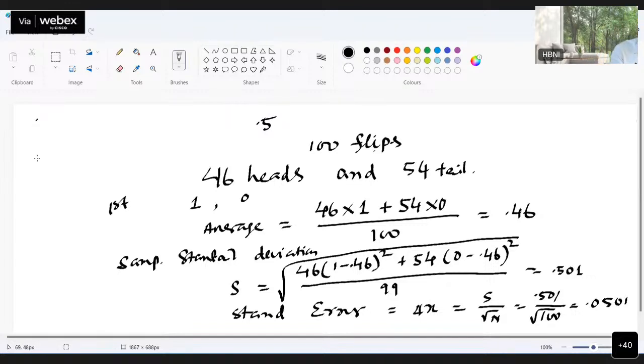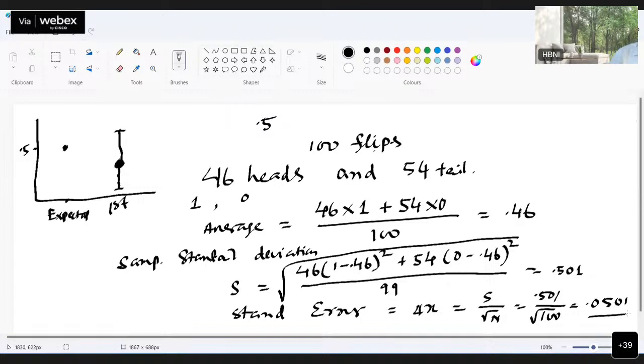So you have to plot, suppose this is 0.5, the mean value. This is expected. You expect it should be a 0.5 mean value after infinite flips. But experimentally, what you are getting is 0.46 like that, with an error bar of 0.05. So these are the error bars.